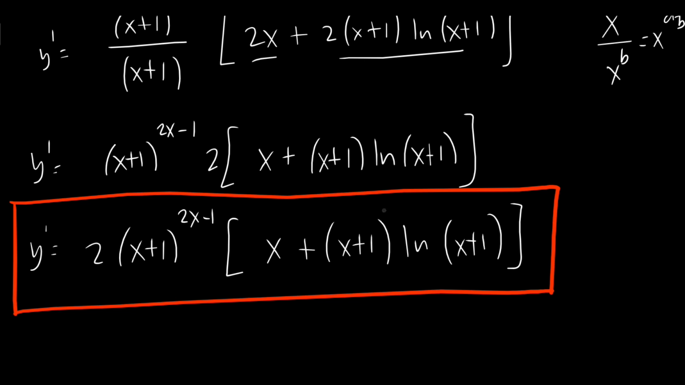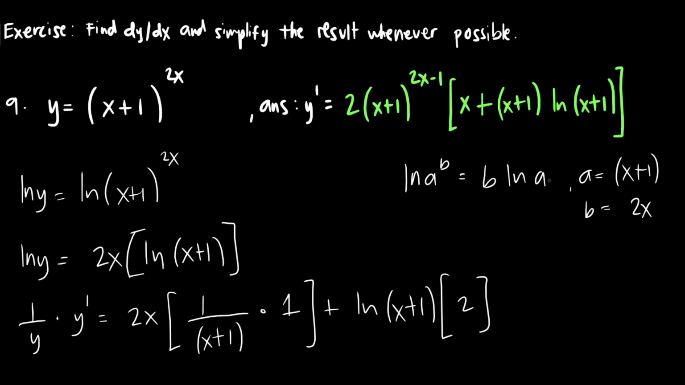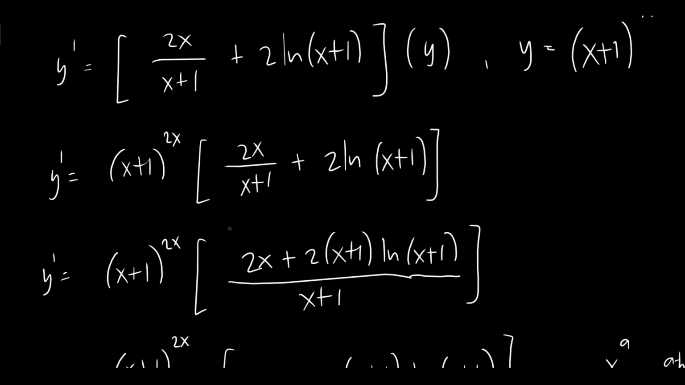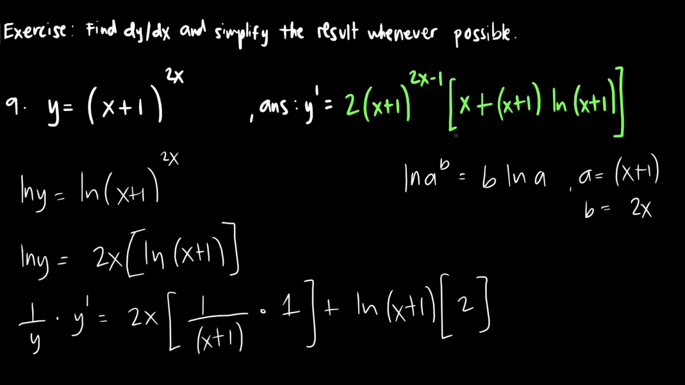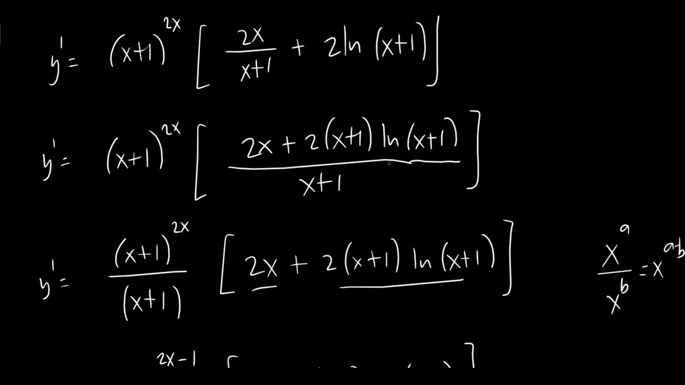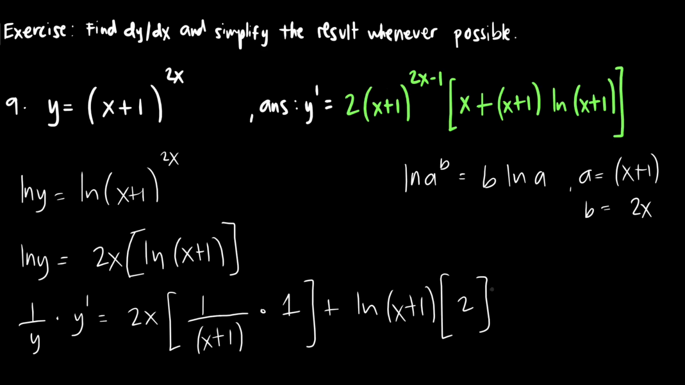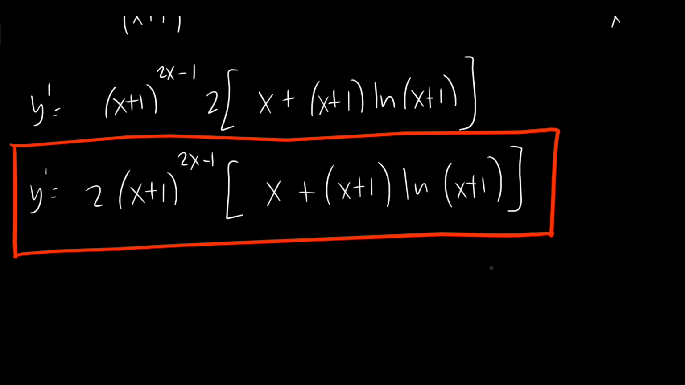So let's check if our answer is correct. 2 times (x + 1) raised to 2x minus 1, times (x + 1), times ln of (x + 1). So this will be our final answer. So our answer here is correct. So let's proceed to another number.